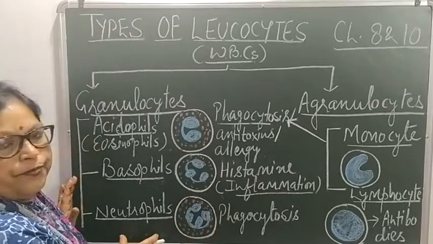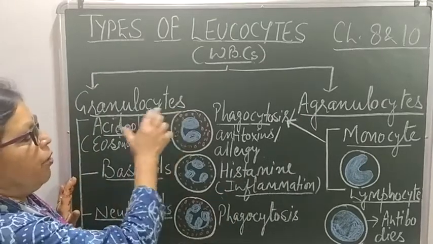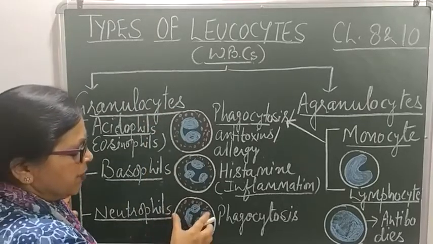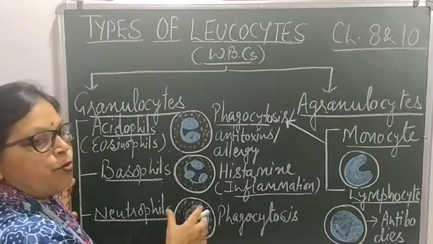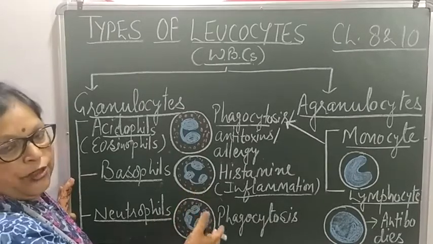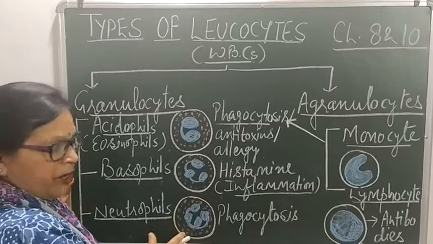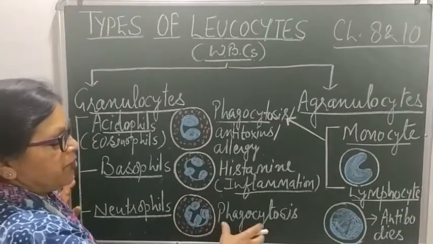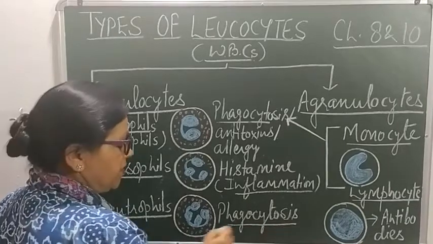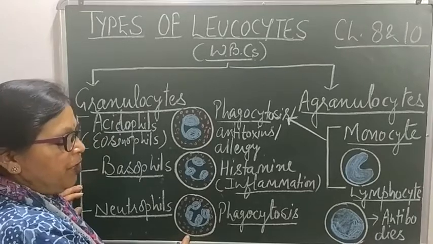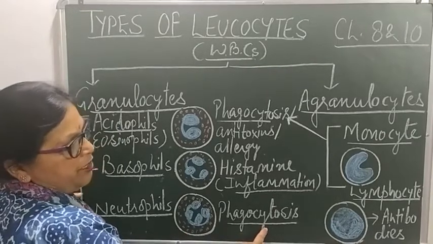The third type of granulocyte is neutrophils. Here you can see the nucleus is divided into more than 3 lobes. So you can easily identify it: if there are more than 3 lobes and the cytoplasm is granular, it is a neutrophil. The function is again phagocytosis, meaning they will also eat germs and protect the body by the process of phagocytosis.